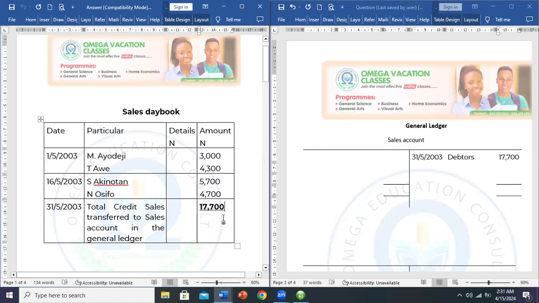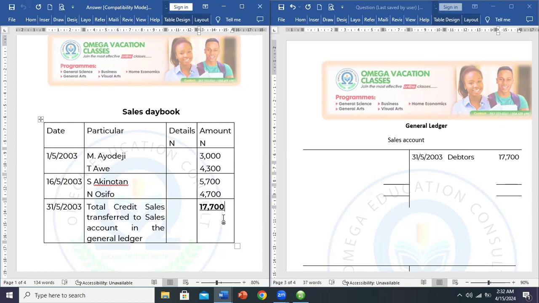Prof. Alexia, are you okay? Prof. Frank and Prof. Richmond, are you okay with the explanation so far? Yes, sir. No, sir. Sir, please, I'm a bit confused. Okay, so where are you confused so that I look at it again? Sir, please go back to the general ledger, the sales account.